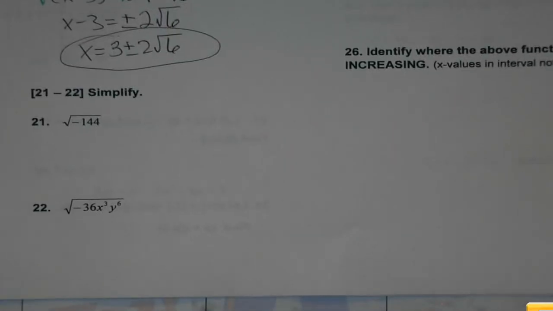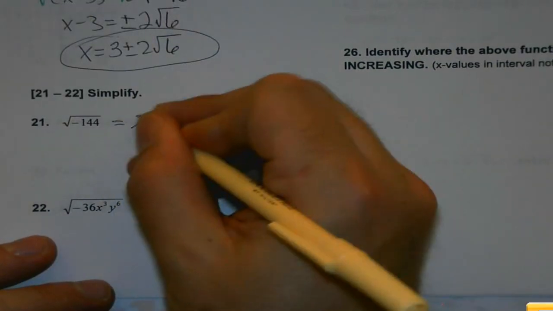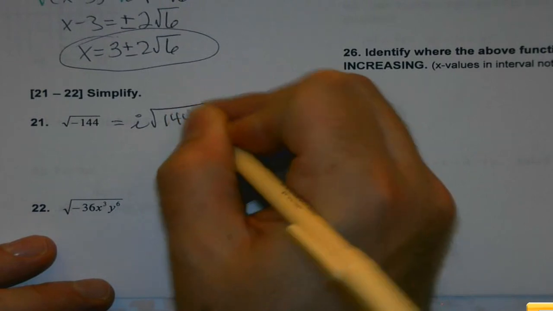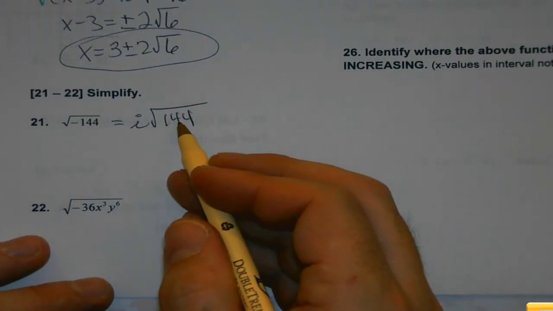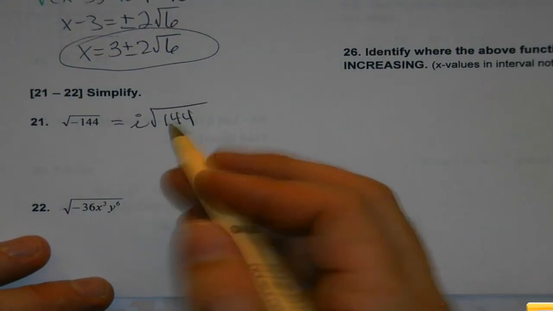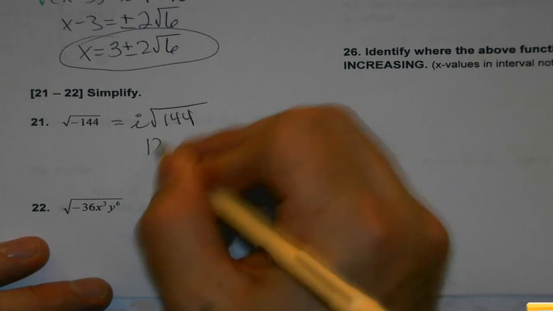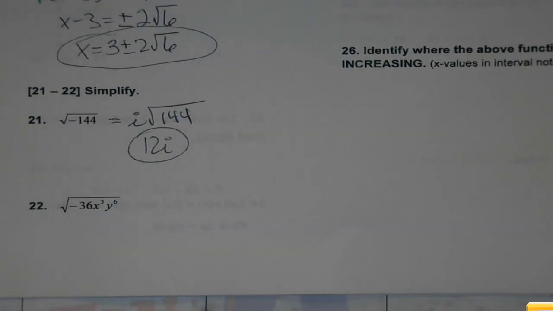All right, speaking of i. Oh, it's i redemption. Here we go. See a negative? I'm going to pull the i out. Do it right away this time so I don't forget. 144. You should know this. Square root of 144 is 12. Is it plus minus? No, it's not a quadratic, so no plus minus.